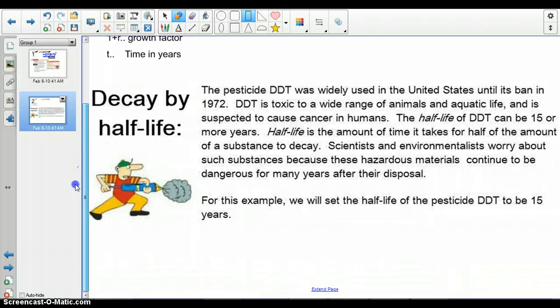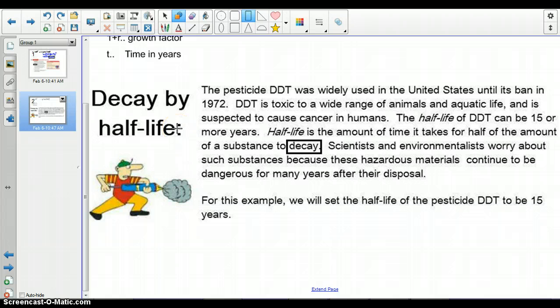This time it's going to be decaying. So let's read the prompt and see how we would know it was decay if we didn't have this marker telling us. The pesticide DDT was widely used in the United States until its ban in 1972. DDT is toxic to a wide range of animals and aquatic life, and is suspected to cause cancer in humans. The half-life of DDT can be 15 or more years. Half-life is the amount of time it takes for half of the amount of a substance to decay. There it is. Boom. Decay.